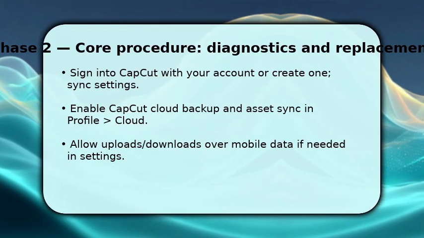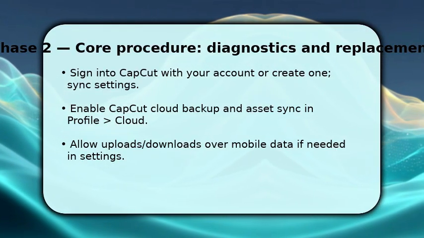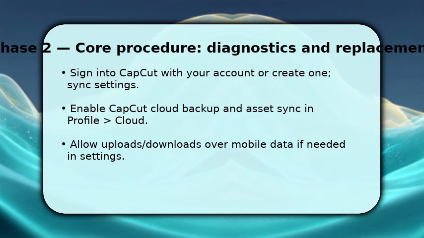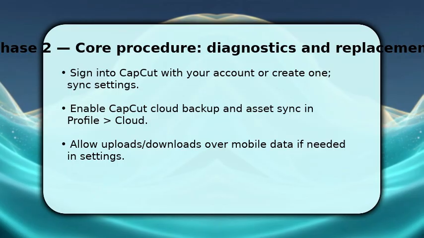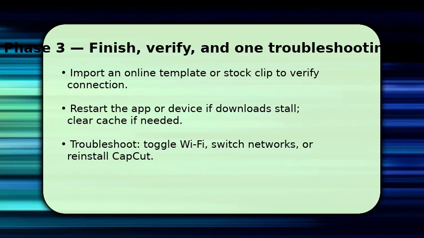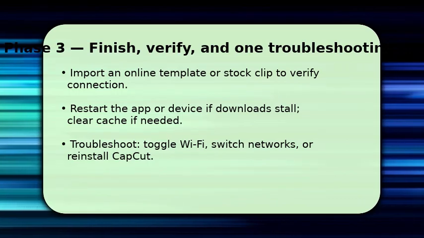Once these options are enabled, try importing an online template or effect to confirm CapCut reaches remote servers and downloads correctly. You finish by testing the connection, import a cloud template or stock clip, and watch for progress indicators. If a download stalls, restart CapCut and, if necessary, reboot your device to refresh network sessions. Clear CapCut's cache and app settings to remove corrupted temp files. Doing so often resolves stuck downloads.